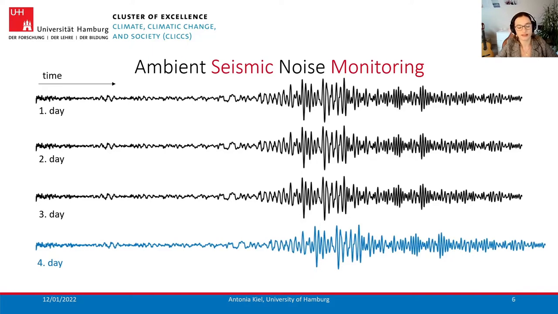And of course, we can see the same thing if we have a velocity decrease. Now the same phase arrives later in time, which means that the wave field took longer to travel through the same path, and therefore we had a decrease in velocity. However, we not only want to say whether we had a velocity increase or decrease, but we really want to quantify the seismic velocity change.